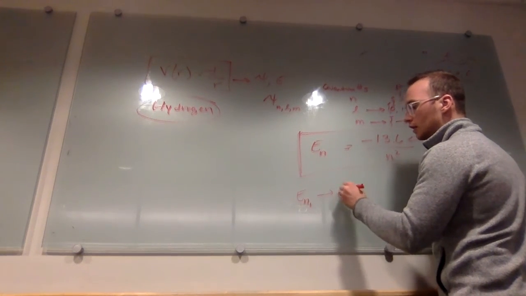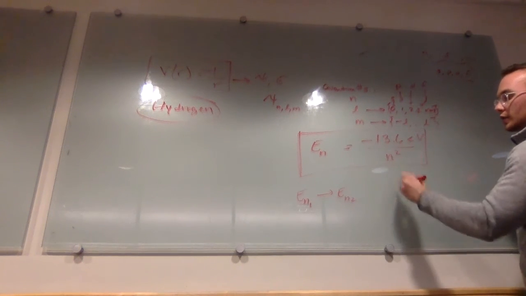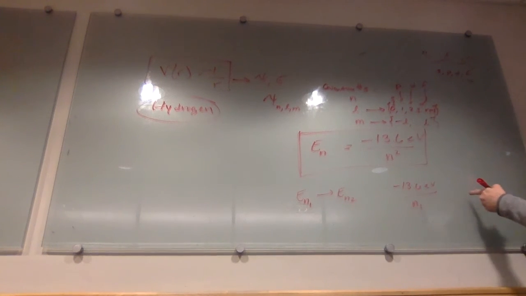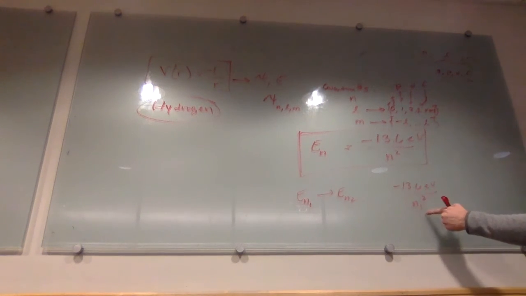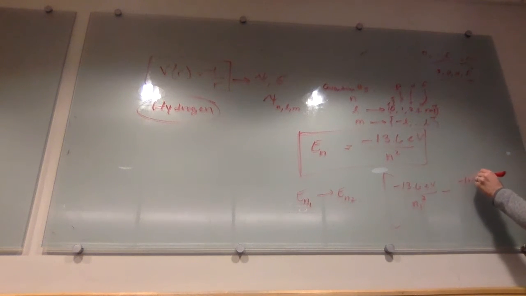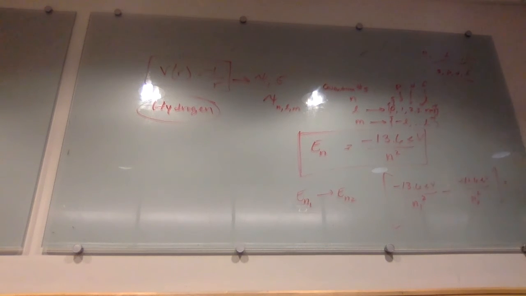E_n1 to E_n2. The energy level of n1 is given by this, and the energy level of n2 is given by this with n2. So that'll give you the same thing as the constant, the constant that I should have, just equal to this.